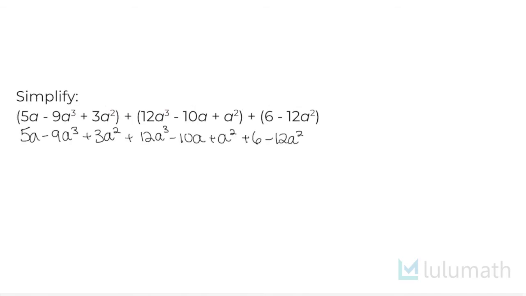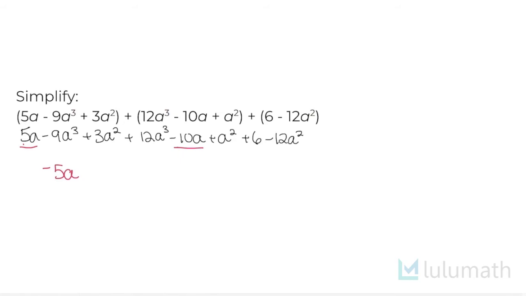So the first term I have here is 5a, and I'm going to look for any other terms that might have an a in it. So looking at all of my terms here, I see this negative 10a is like the 5a. 5 minus 10 is negative 5, so I'm going to write down here that this is negative 5a.